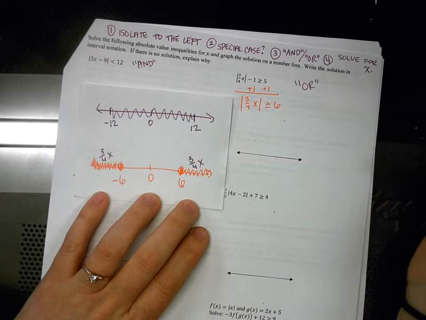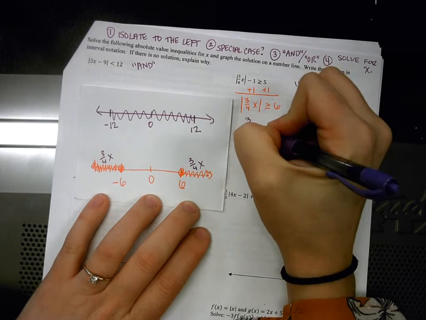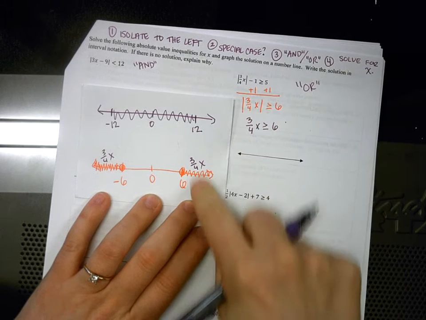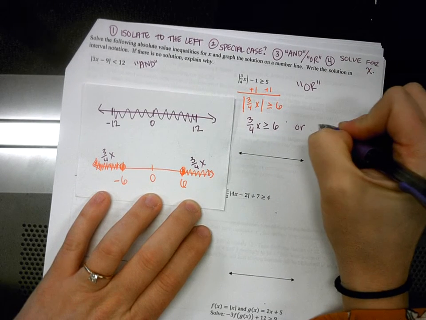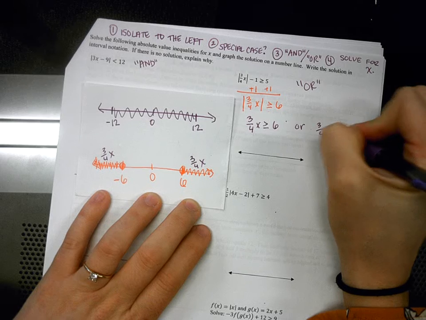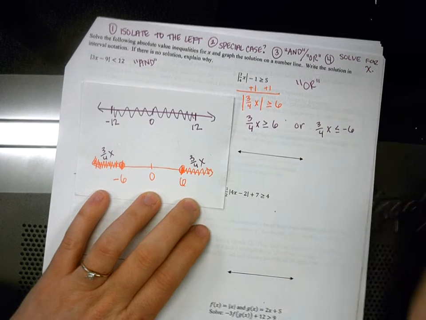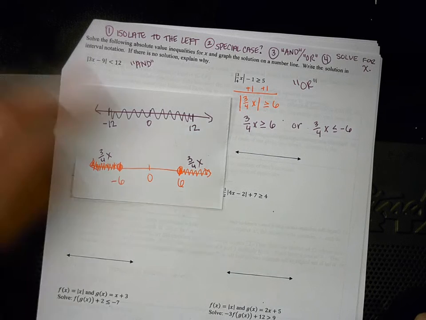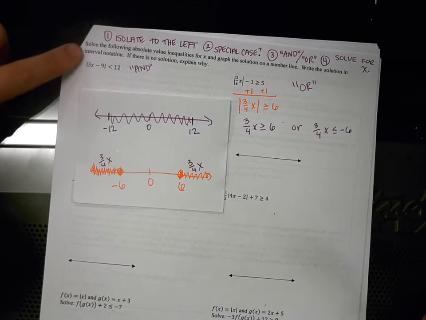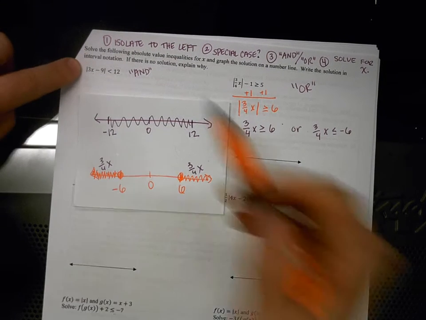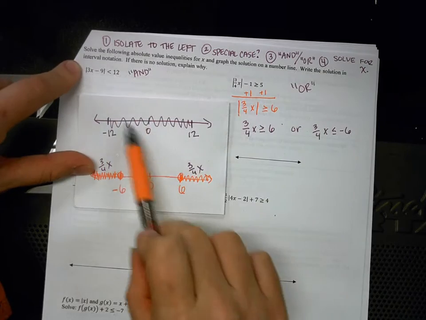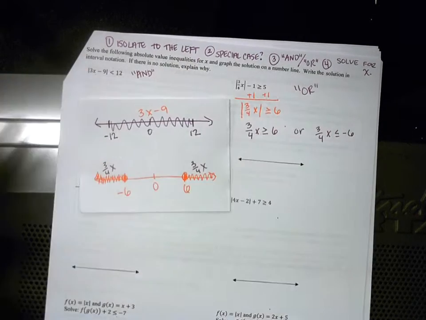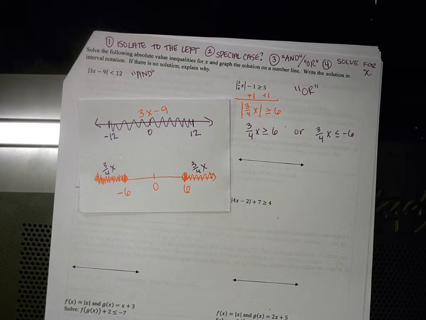We're going to end up writing those out. You can even write it now so that we can end up solving that later. 3/4 x is greater than or equal to 6 or 3/4 x is less than or equal to negative 6. But we also want to go back and do the first one before we get too far. We know our distance has to be less than 12 away, but this is talking about the 3x minus 9, not the answer. We still have to solve more.